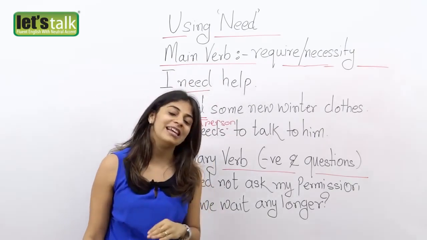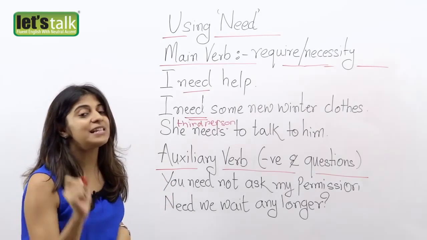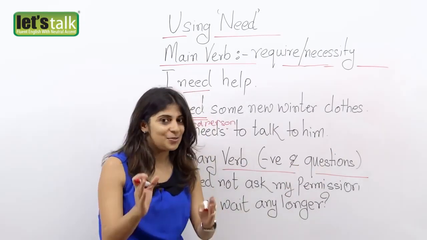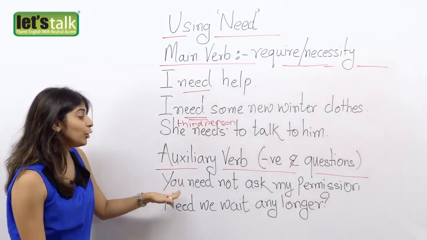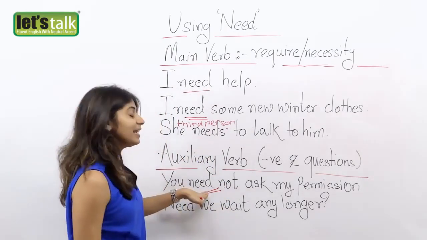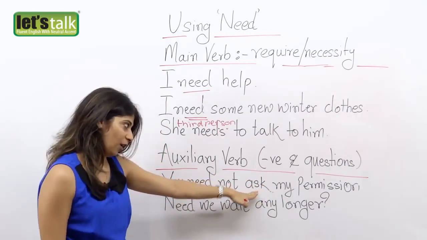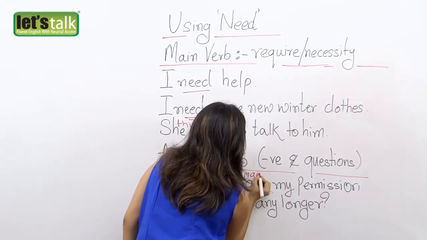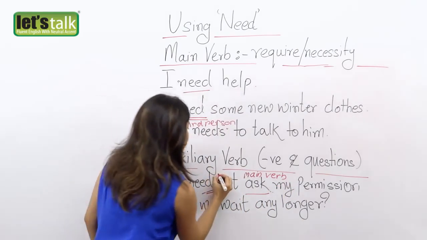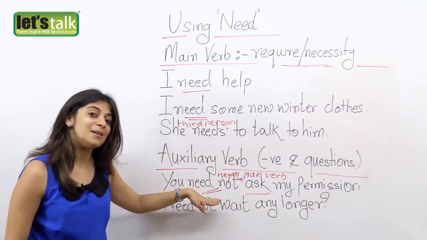Now let's see how need can be used as an auxiliary verb. Now, when need is used as an auxiliary verb, it is commonly used in negative sentences and also in questions. To explain this to you, we have a sentence here, you need not ask my permission. Here, need is a supporting verb to ask. Ask is your main verb. Whereas not is your negative word. Alright, so need is here a supporting verb.